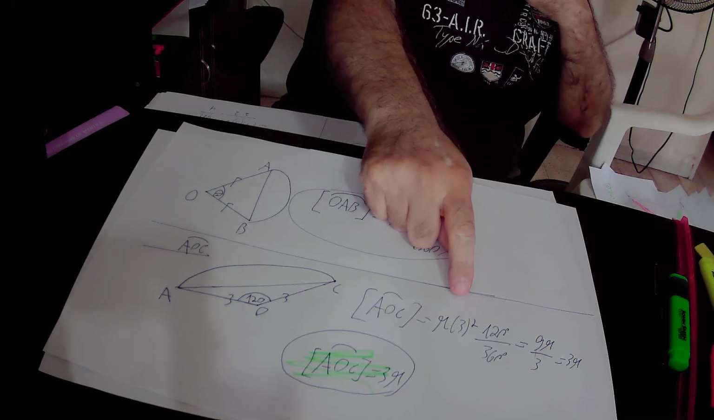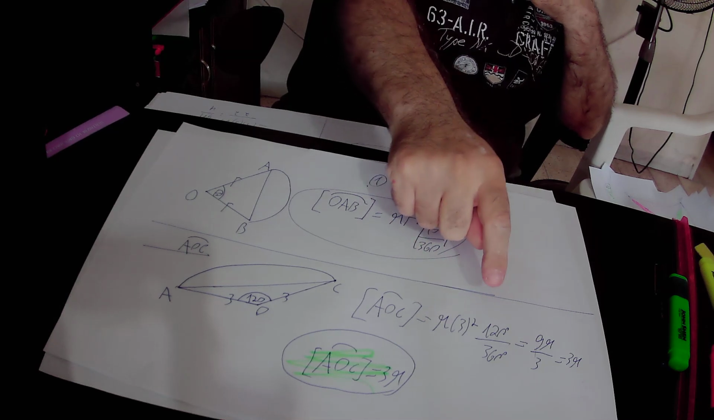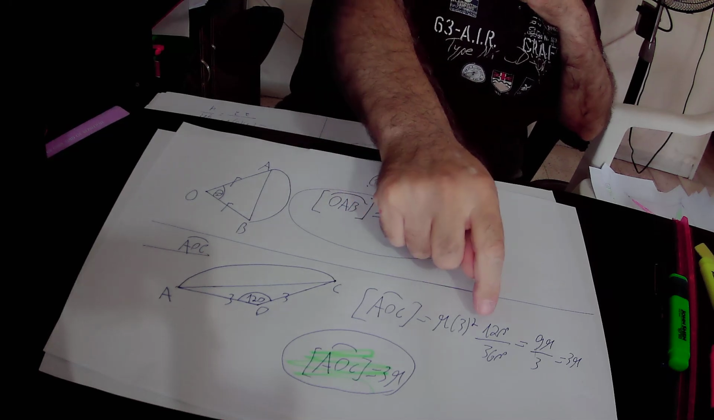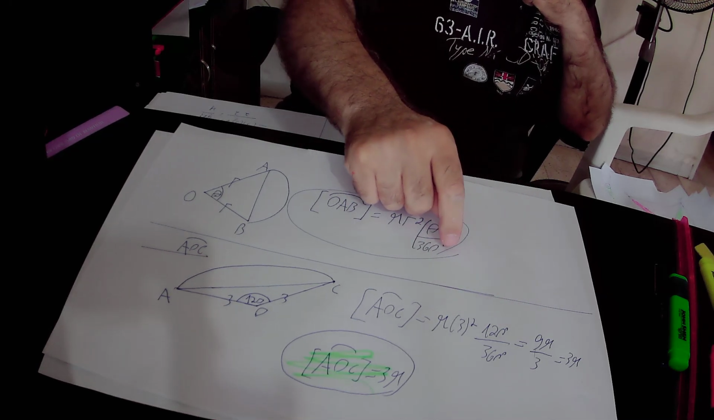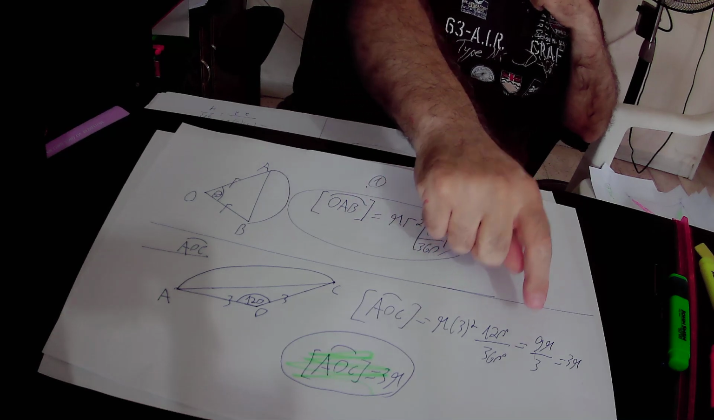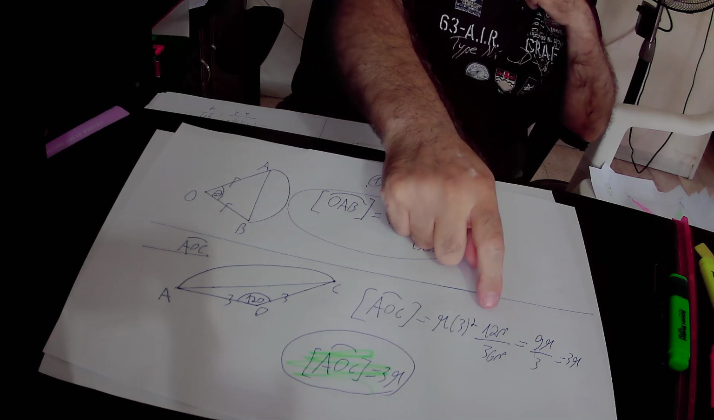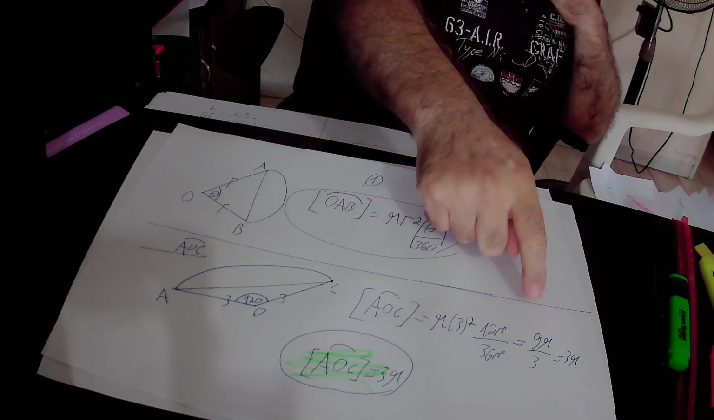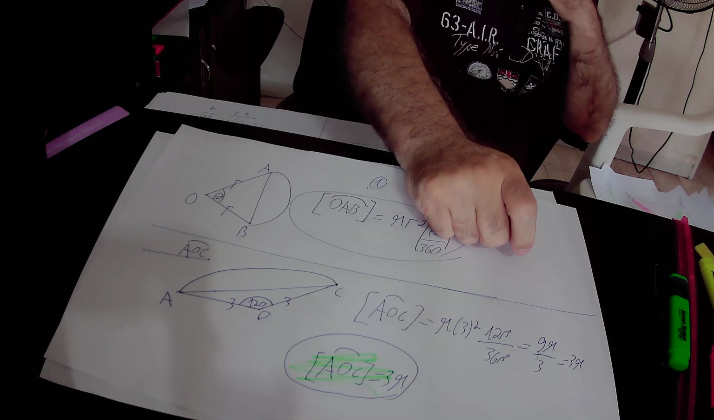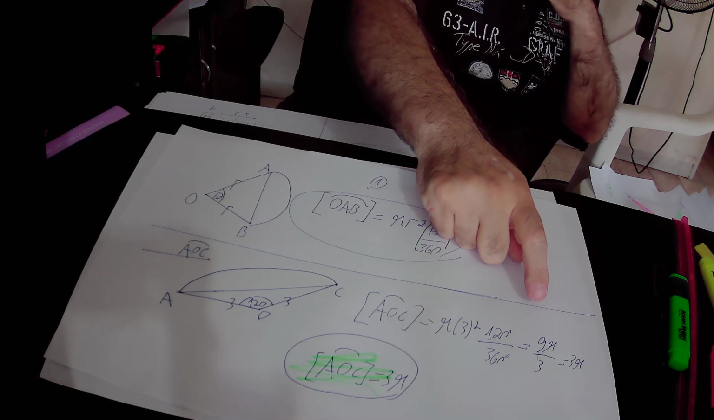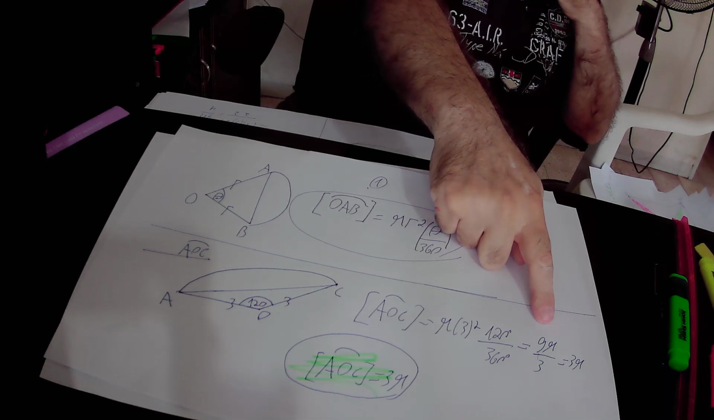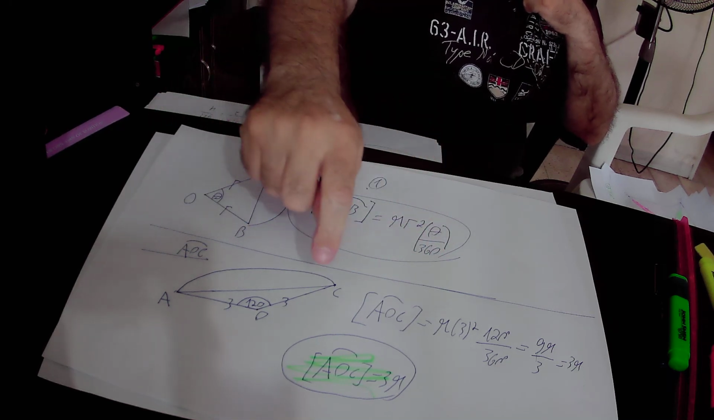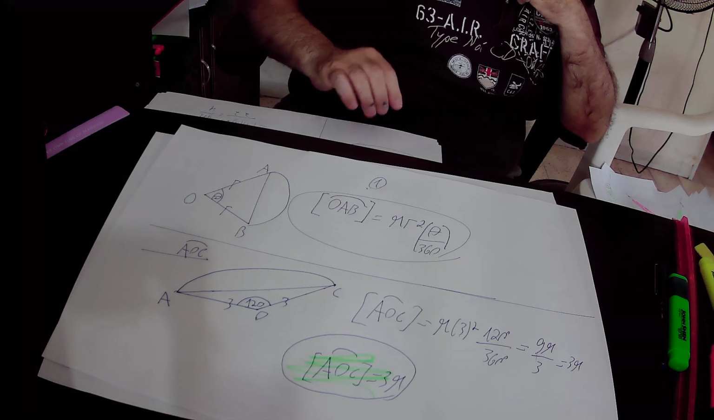3 squared is 9, so in total this expression equals 9 pi. 120 degrees over 360 degrees is 1/3. So in total this expression equals 9 pi over 3. 9 over 3 is 3, so in total this expression equals 3 pi. So in conclusion, we found that the area of this sector AOC equals 3 pi square units.